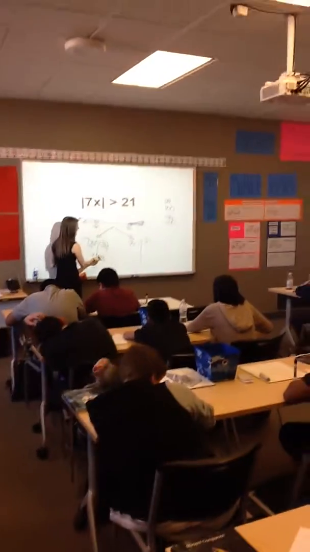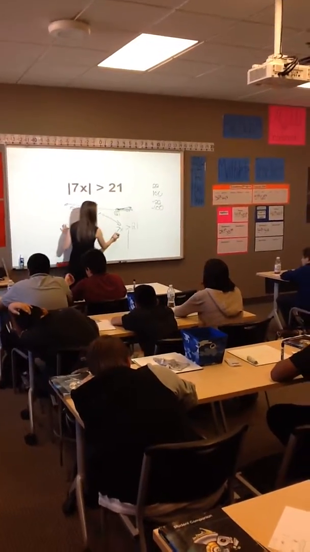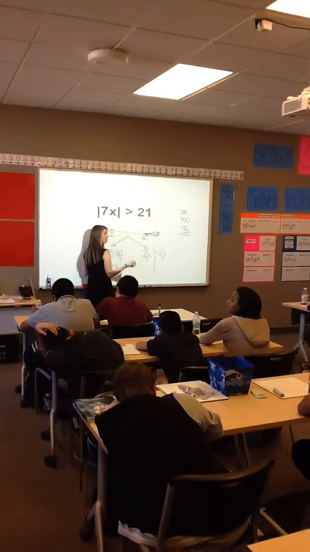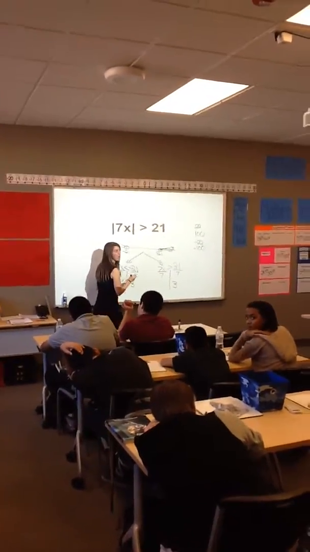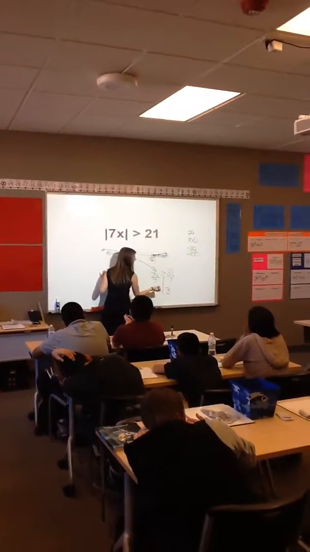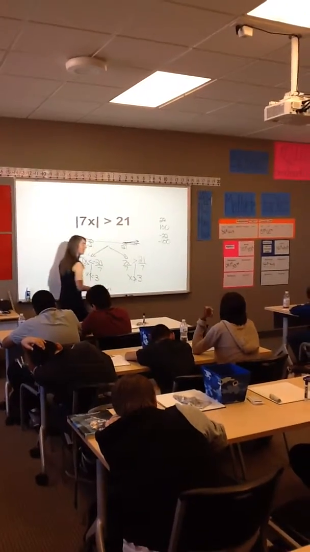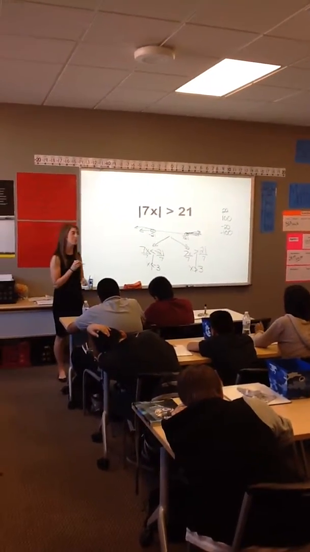You got it. Briesha, what am I going to do over here? Divide by 7. Beautiful. 21 divided by 7? Positive 3. Talk to me about the sign, Chelsea. You keep it because you didn't divide by a negative. Good. So now we have two answers, just like yesterday's absolute value.